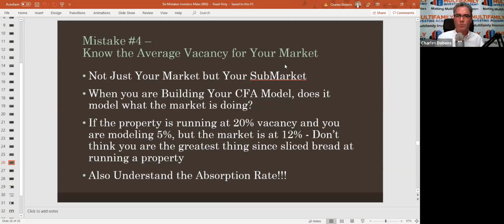Now, what's the absorption rate in that marketplace? Typically about 3 units per month is what we're seeing because things are a little slow. That's going to take you a year and a half to lease up that property. Now, granted, you can start doing concessions and a whole bunch of stuff to lease it up faster. But remember, there's a cost to concessions, and that's the trade-off. If you want to lease up the place fast, it's going to cost you. That's the difference with taking that into consideration.